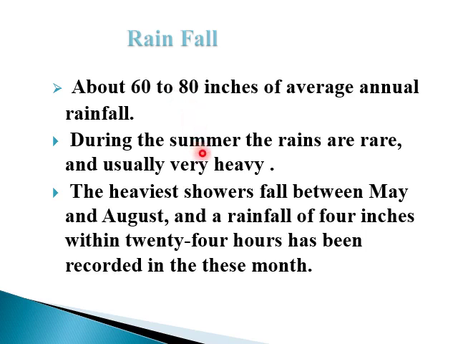During summers, the rains are very rare and usually very heavy. The heaviest showers fall between May and August, and a rainfall of 4 inches within 20 to 24 hours has been recorded in these months from May to August.